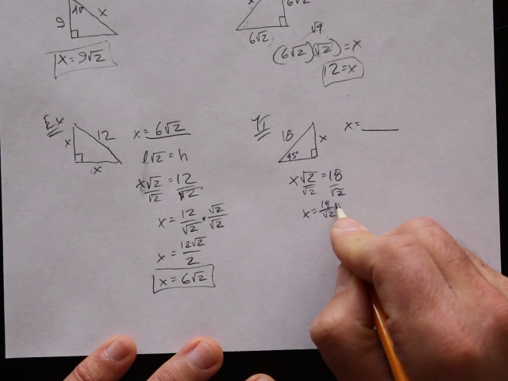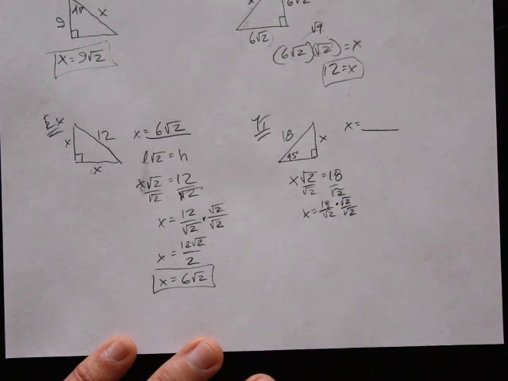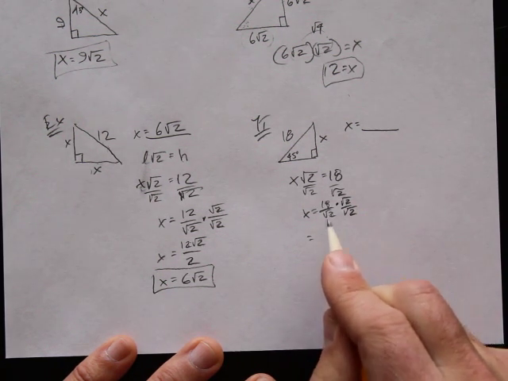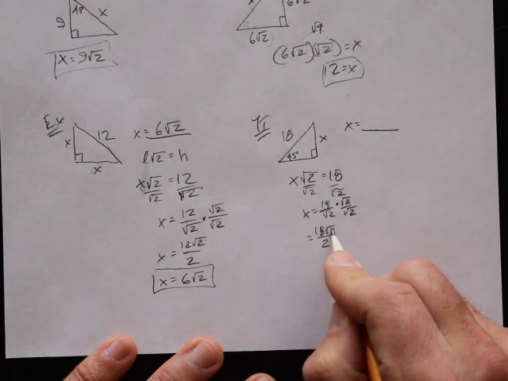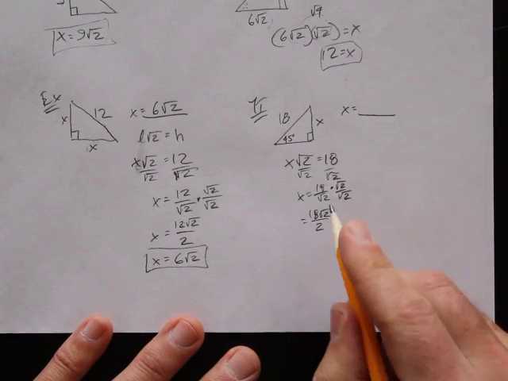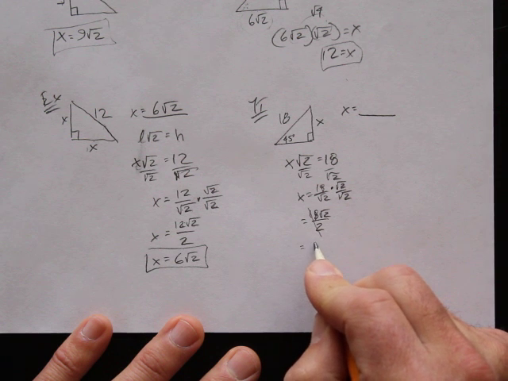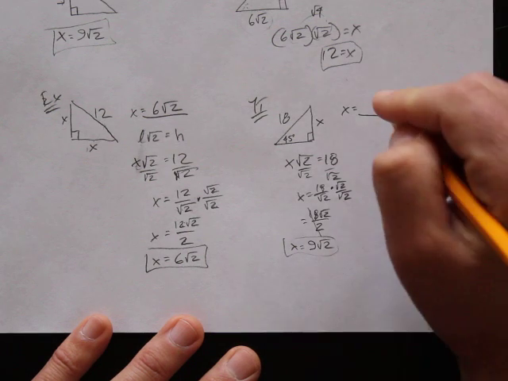I've got to rationalize my denominator, so I need to multiply by square root of 2 over square root of 2. And so I end up with square root of 2 times the square root of 2 is the square root of 4, so square root of 4 is 2. 18 times the square root of 2, and then this becomes 9. 18 divided by 2 is 9, so 9 square root of 2 is what x equals.